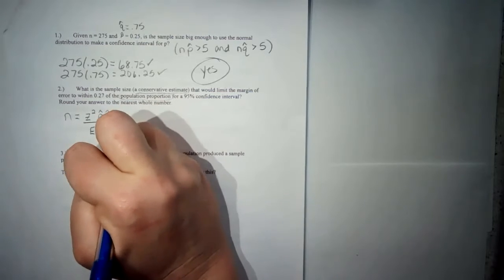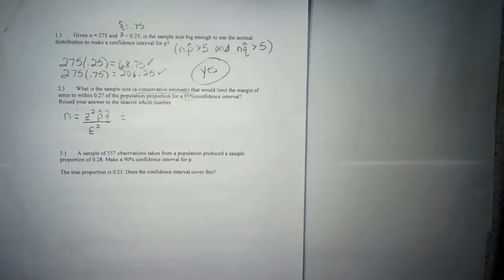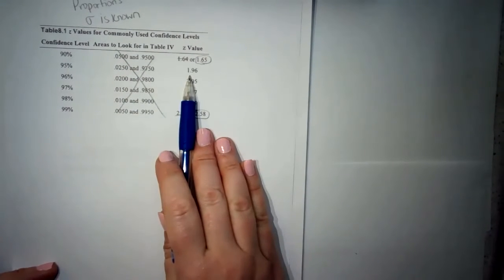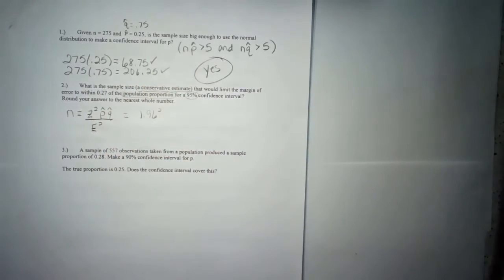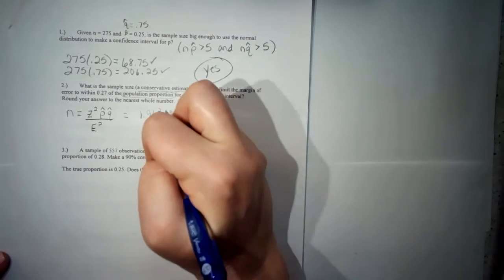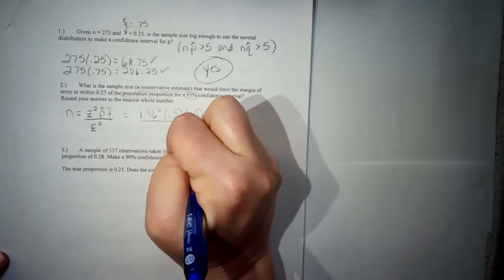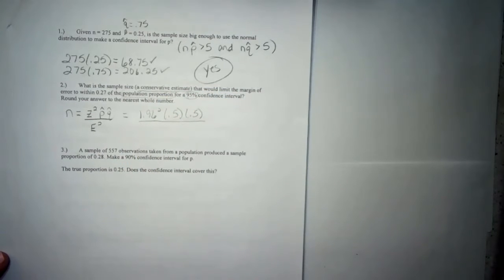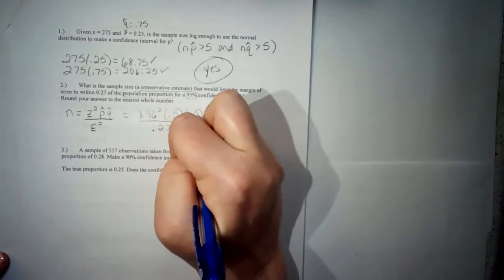Okay, well, here we go. I'm going to find my z based on the 95%. So I go to my chart. 95% is going to give me a z of 1.96. And I'm going to square it. Okay, I don't have a p hat or q hat, but I had that little phrase conservative estimate, which means they're both going to be 0.5. Okay. And then my margin of error is 0.27, and I'm going to square that one too.